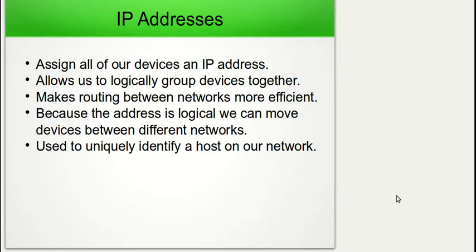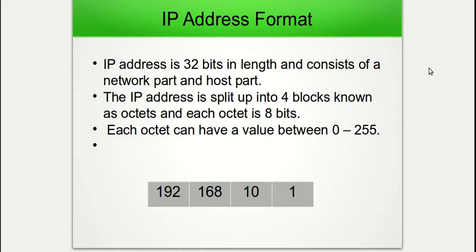So let's look at the format of an IP address. An IP address itself is 32 bits in length and consists of a network portion and a host portion. Like I said in the previous slide, the network portion identifies the network the device resides on, allows us to group devices in the same network together logically, making routing more efficient, and the host portion just identifies that particular device in that network. Now the IP address is split up into four blocks known as octets, and each octet is 8 bits long. So essentially, if we get this 32-bit IP address, we split it into four chunks. Each chunk is 8 bits, and each of those blocks is known as an octet.